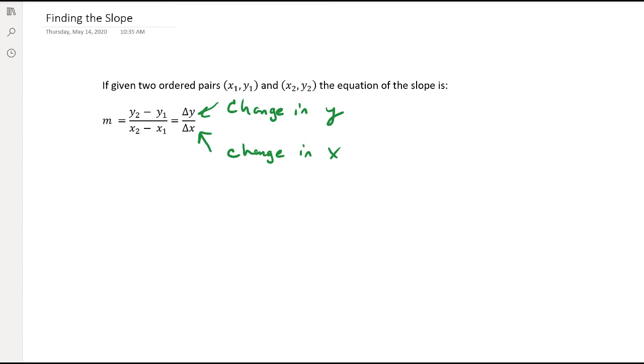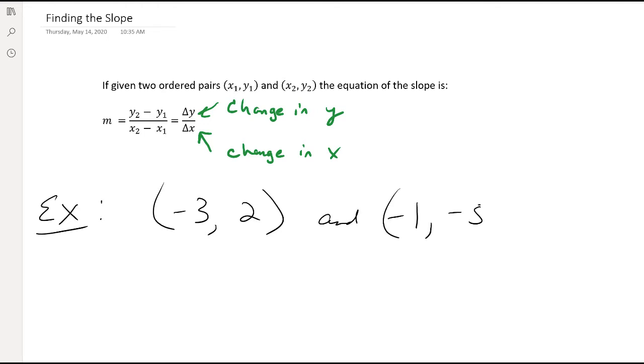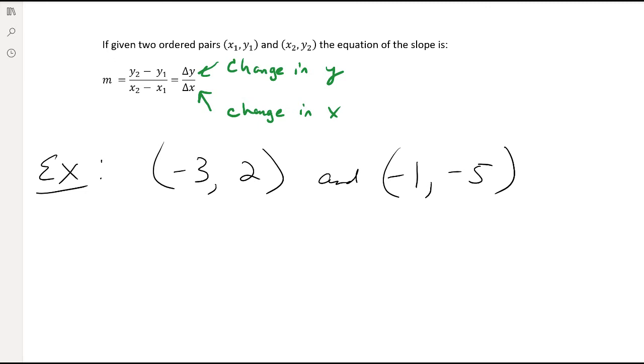All right, let's jump into a quick example here. So for example, let's say we had two ordered pairs. Let's say we had (-3, 2) and let's say (-1, -5). And let's find quickly the slope between those two ordered pairs. Okay, so I'm guessing what most of you guys would do is you'll label this first ordered pair as x1, y1, and the second as x2, y2. And here we go. What is our slope?